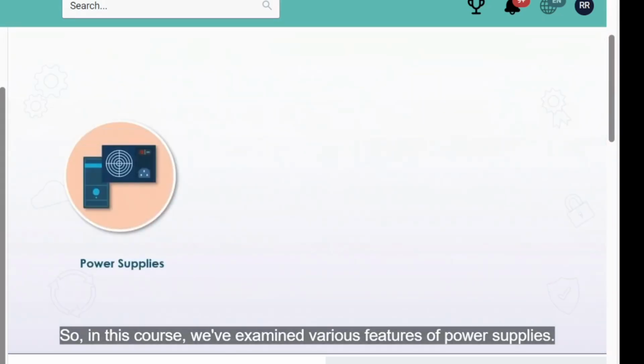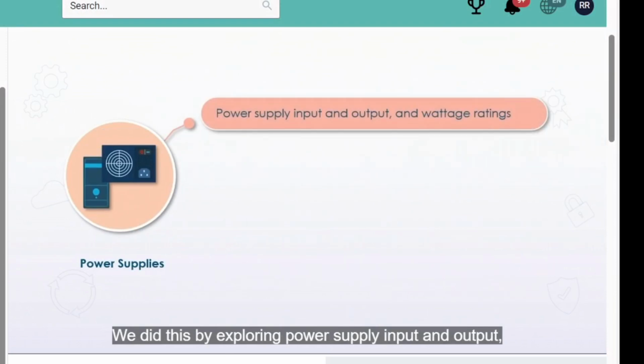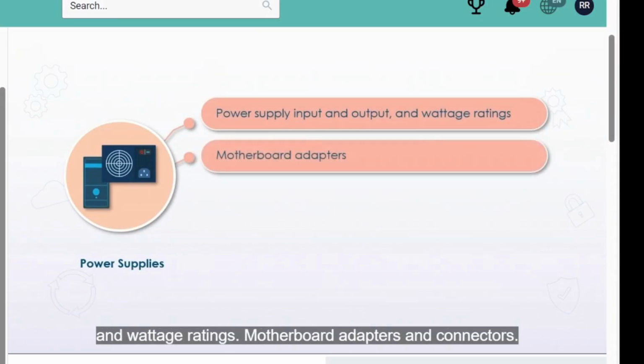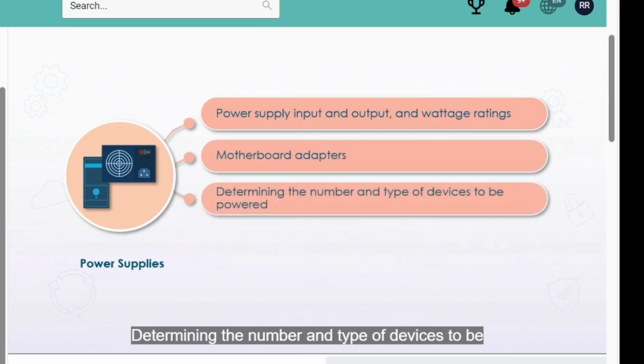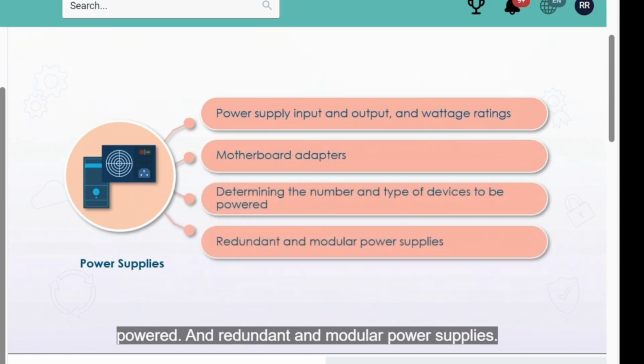So in this course, we've examined various features of power supplies. We did this by exploring power supply input and output and wattage ratings, motherboard adapters and connectors, determining the number and type of devices to be powered, and redundant and modular power supplies.